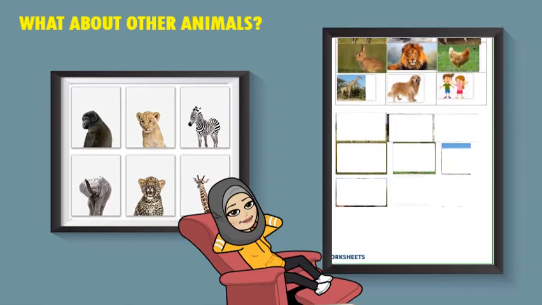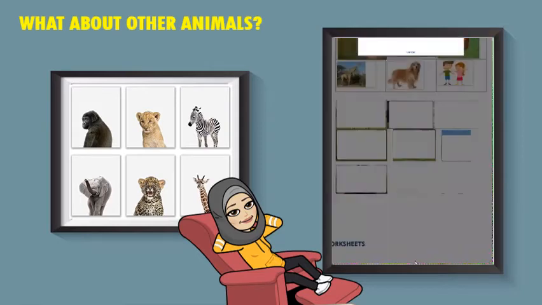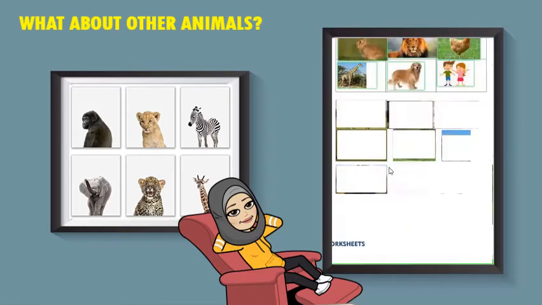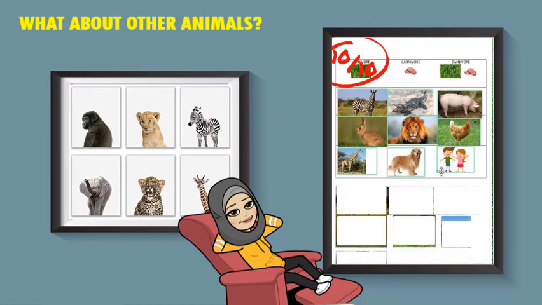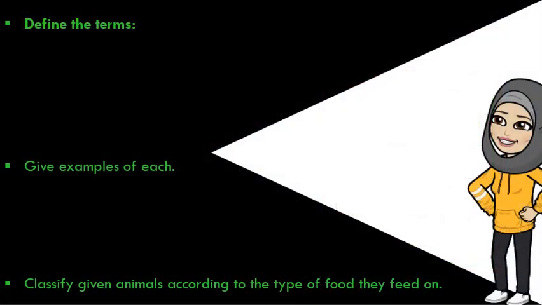Let me check my answers. How much did I get? 10 out of 10. So all of my answers are correct. Again, herbivores feed on plants only. Carnivores feed on meat only. Omnivorous animals feed on both plants and animals. And that's it. This is our lesson.